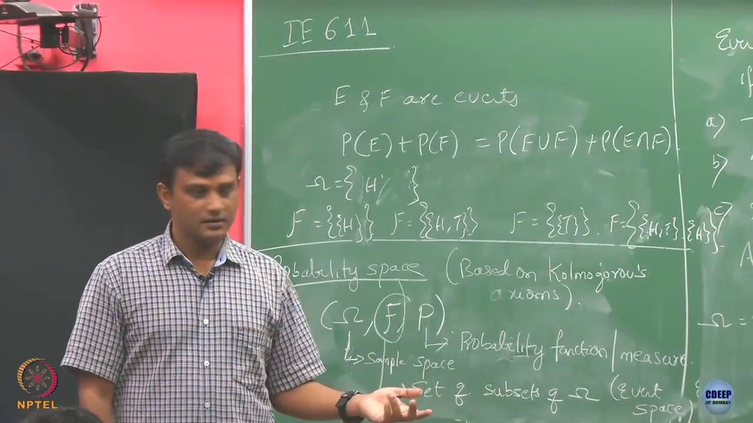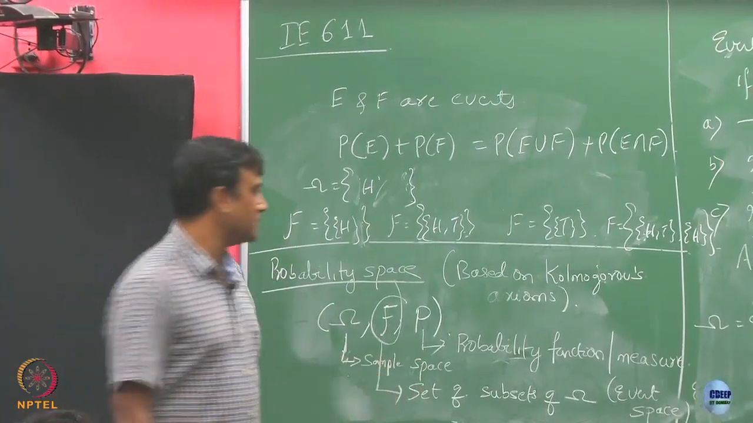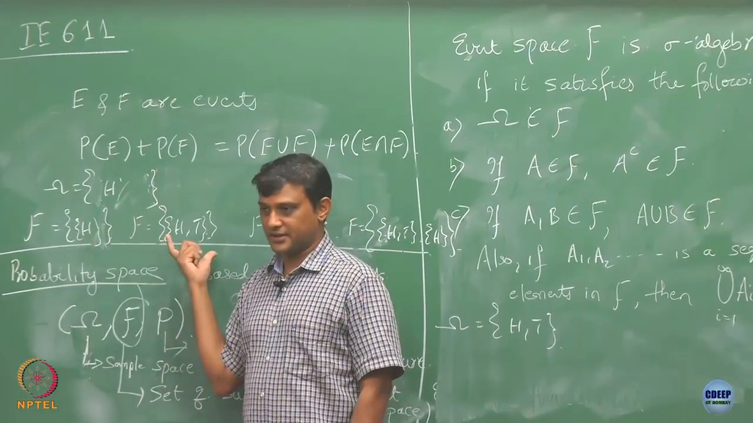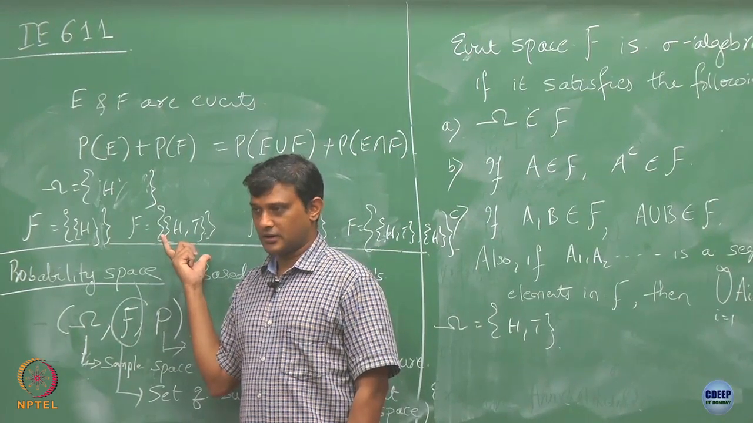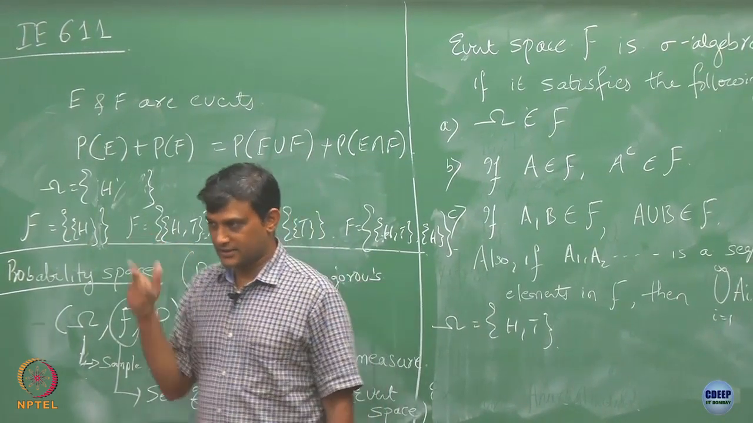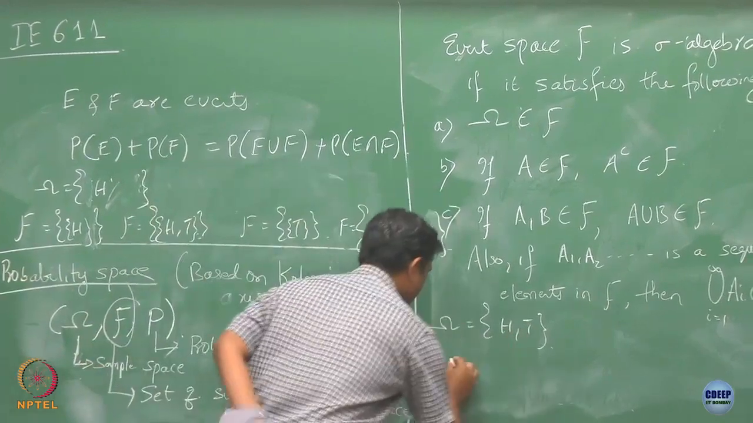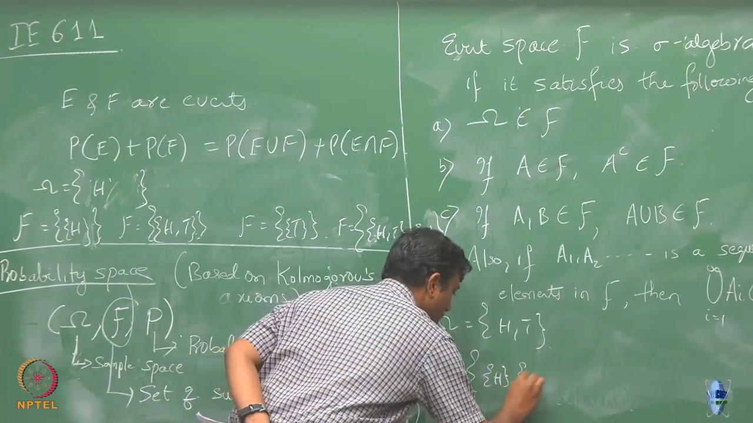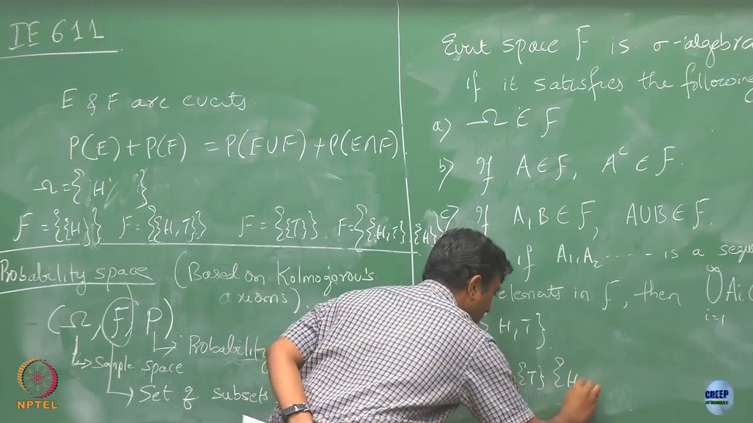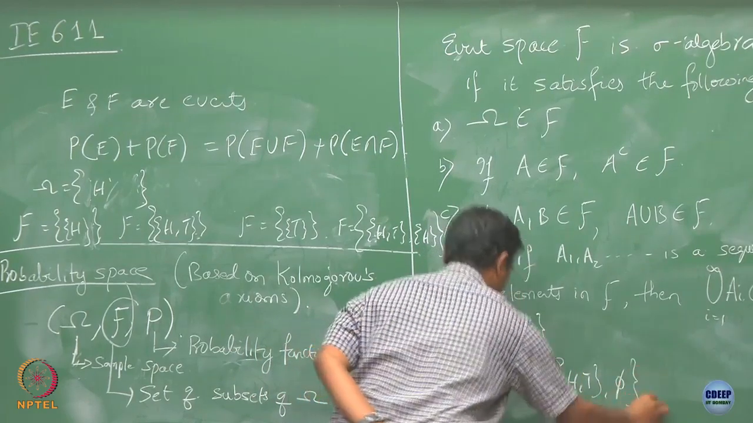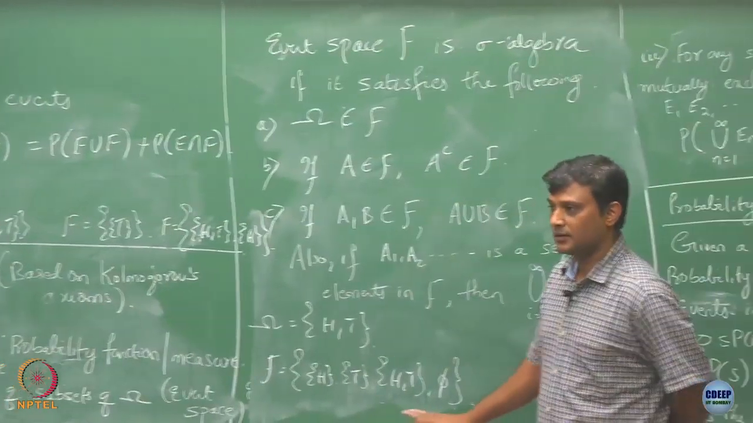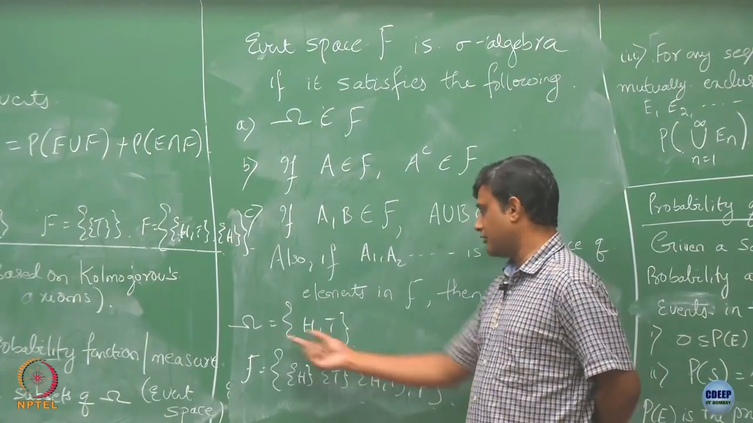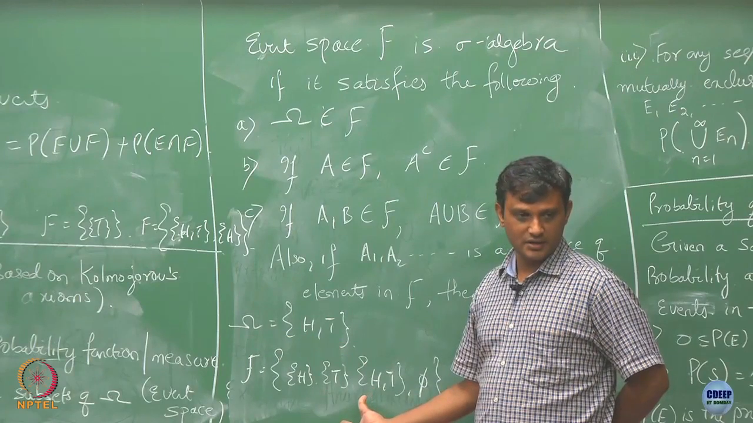HT and null set, that is like a power set, right? But I had here considered only some subsets. That's what you want to know. Okay, fine, let me write it here. One possibility is F could be HT and null set. These are the only possible subsets of omega, right? I can't add anything more here.